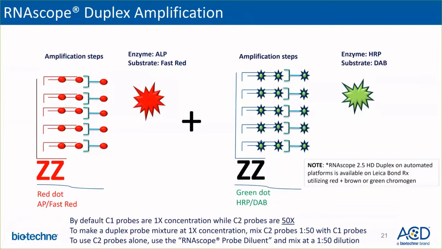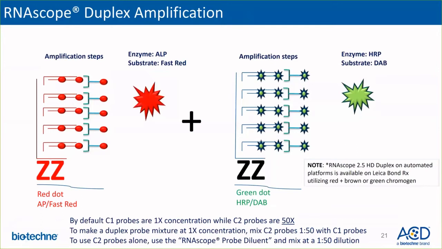Brief overview of duplex amplification is presented here. Most probe channels have independent amplification trees. The channel 2 associated amplification tree utilizes alkaline phosphatase enzyme and fast red substrate for visualization of the marker. A separate amplification tree is built for channel 1, which utilizes HRP enzyme and green substrate to visualize the second marker.